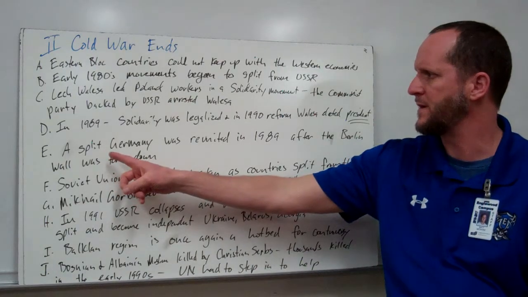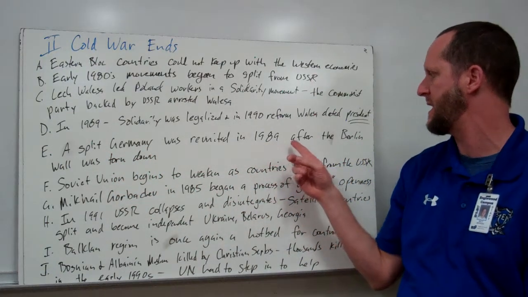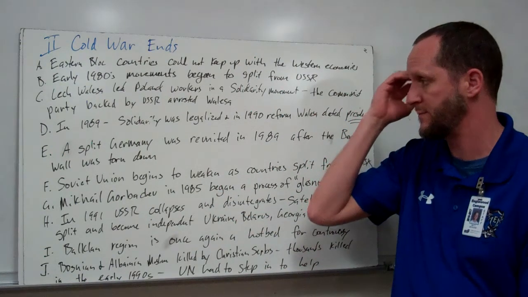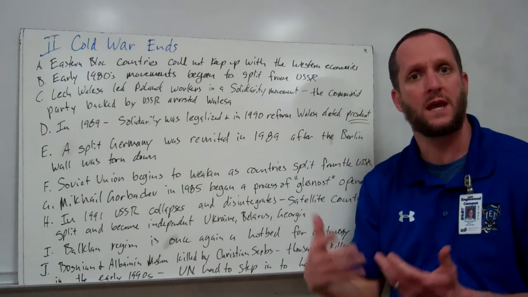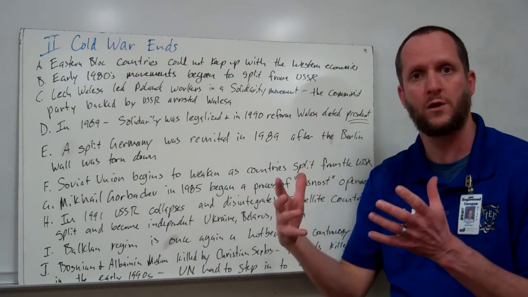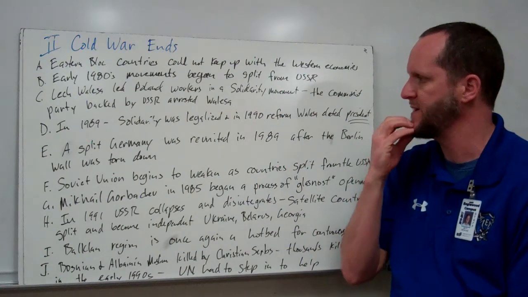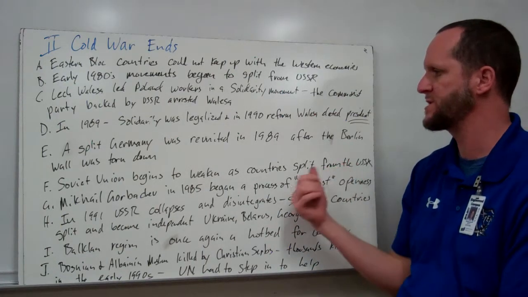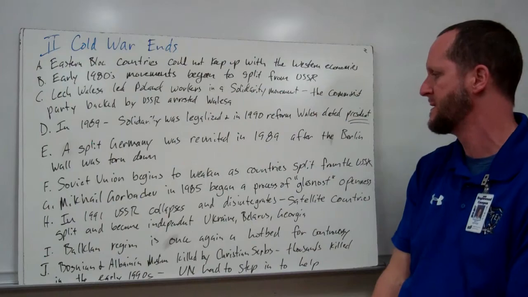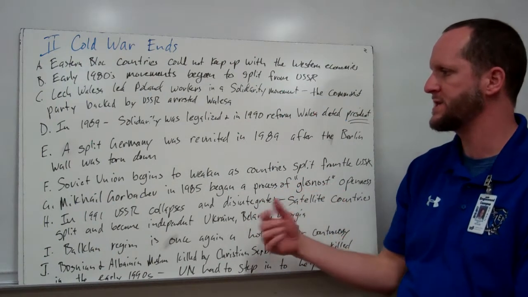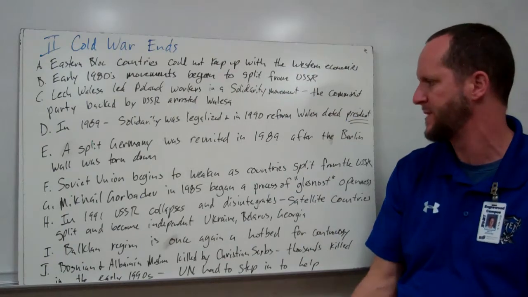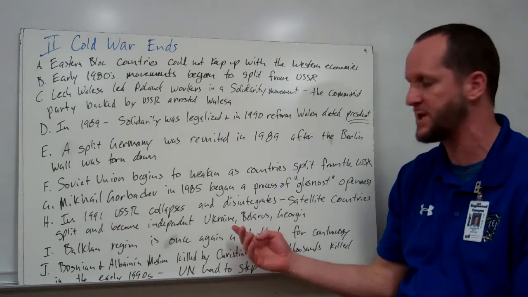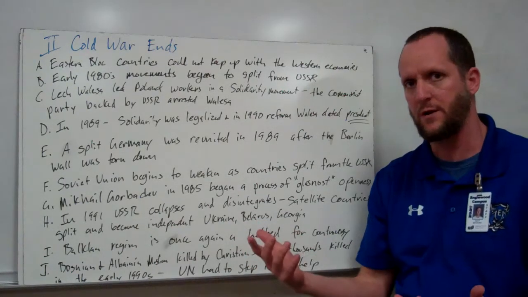Also during this time, the split Germany was reunited in 1989 after the Berlin Wall was torn down, which is a monumental undertaking to have this Berlin Wall torn down and communism ended in Eastern Germany. Now the Soviet Union begins to weaken as countries split from the USSR. Mikhail Gorbachev in 1985 began a process of glasnost, or openness. In 1991, the USSR collapsed and disintegrates. Satellite countries split and become independent, such as the Ukraine, Belarus, Georgia, and there are many others.